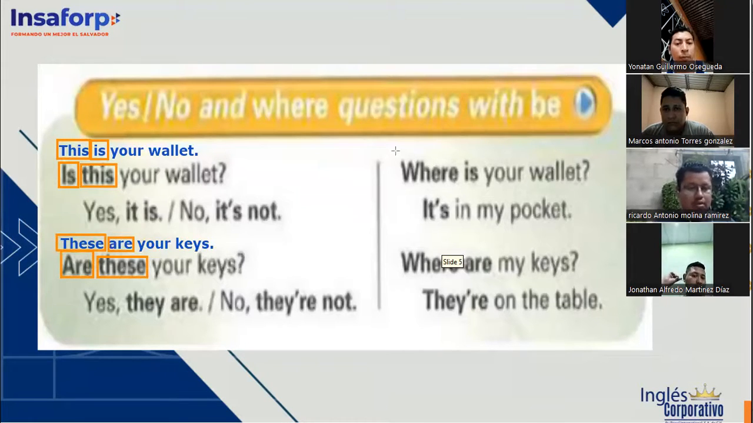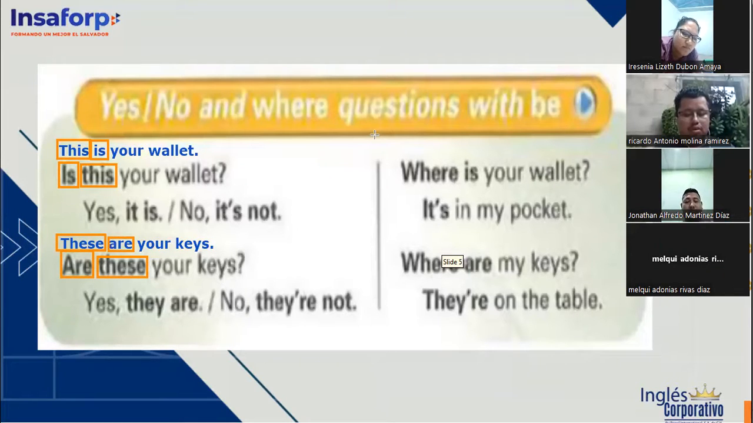And when you have the verb to be with the WH question word where, we just say where and then we put is, or we can say where and are. If it's singular, we're going to use it's. If it's plural, we're going to use they're, to answer. So where is your wallet? In Spanish, ¿dónde está tu billetera? So you're going to say, it's in my pocket.